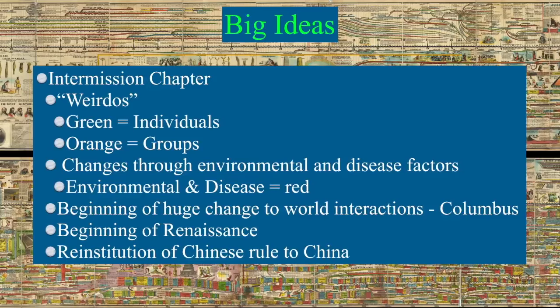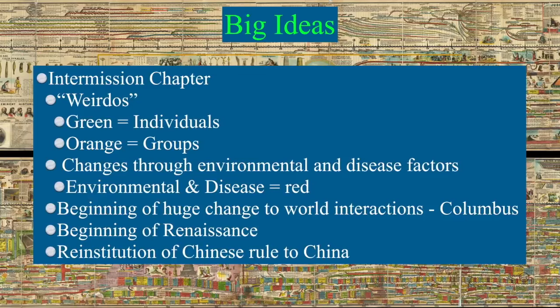So to help simplify this, I've made the individuals green, and I'm going to highlight that. There's one little exception we're going to look at later. There's the orange that are groups that traveled around. There are changes throughout environmental and disease factors. These are going to be highlighted with red slides.